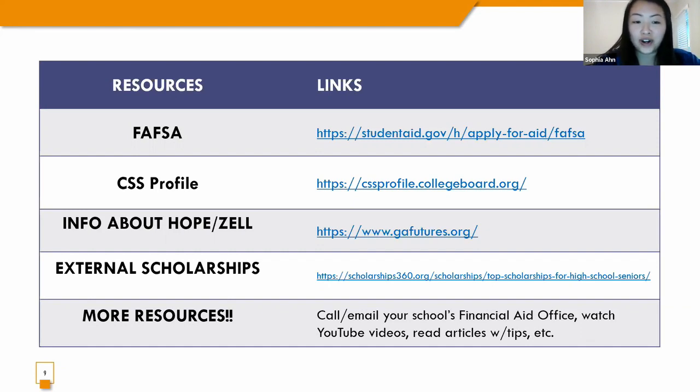And then for external scholarships, I just attached another link here. A lot of scholarships might give you money based off of writing an essay, or other merit-based scholarships, or things that you are interested in studying. So it never hurts to look at those. You never know what might happen if you apply.